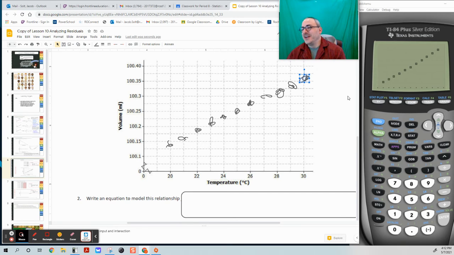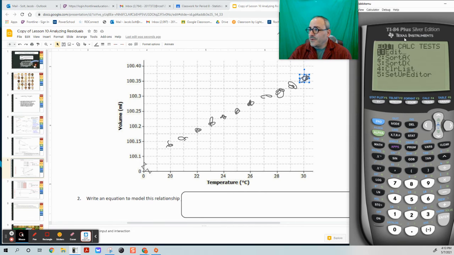Okay. From here, it says write an equation to model this relationship. Maybe you want to think how you'd use your calculator to create or build an equation. Pause me if you need more thinking time. Because I'm just going to show it. I'm going to go stat, to the calc menu, press the right arrow key to get over to the calc menu, and I want linear regression, which will give me a linear equation. Enter like 5 times, 6 times, and here I have the makings of the linear equation.